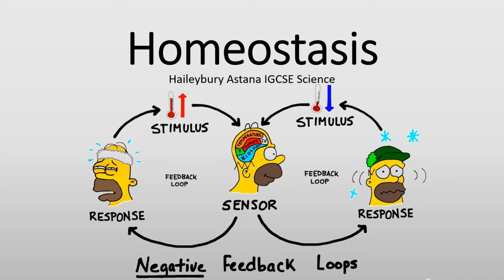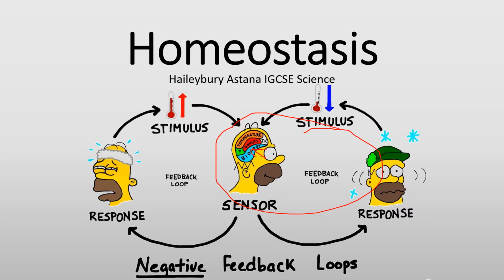Today's lesson, we will be taking a closer look at homeostasis. Here we have Homer Simpson. He is mainly concerned with donuts and TV, but his primitive brain includes a thermoregulatory center in the hypothalamus.